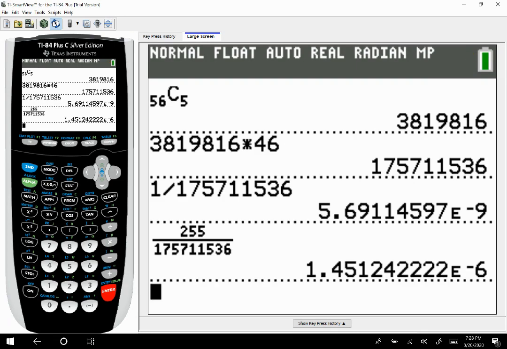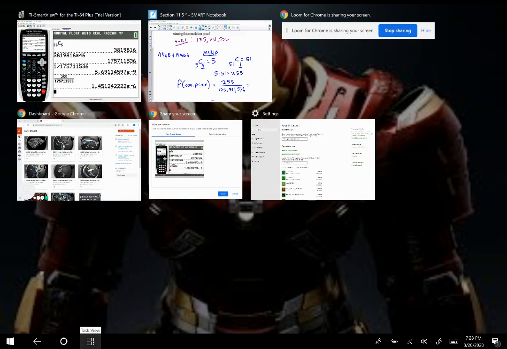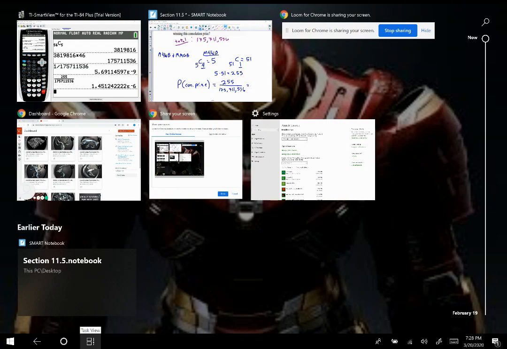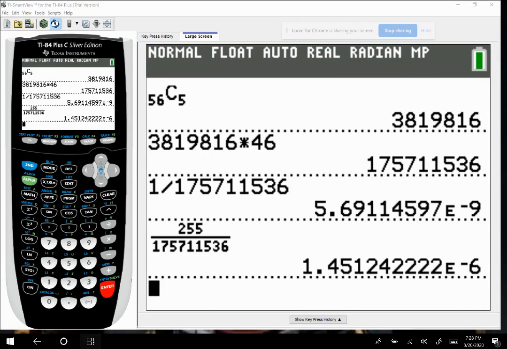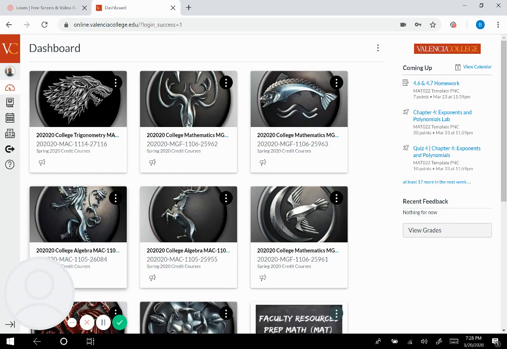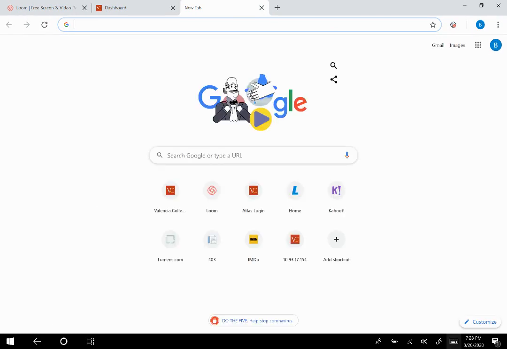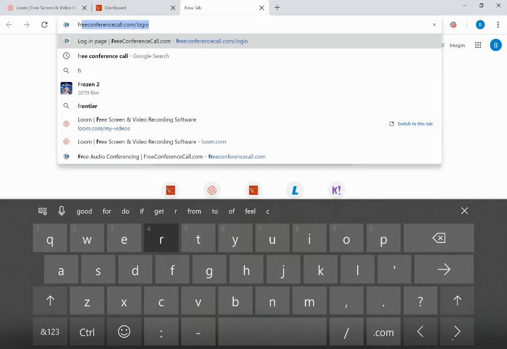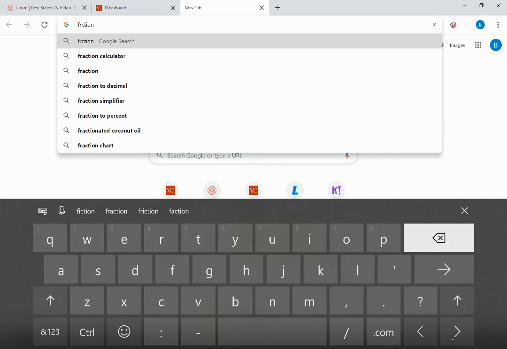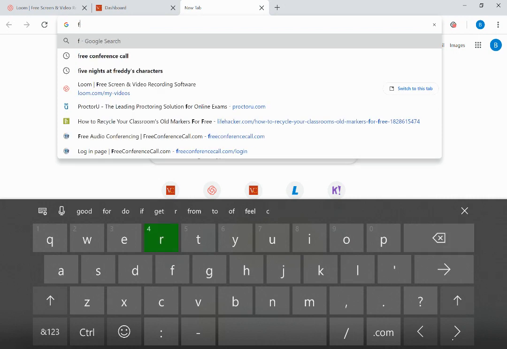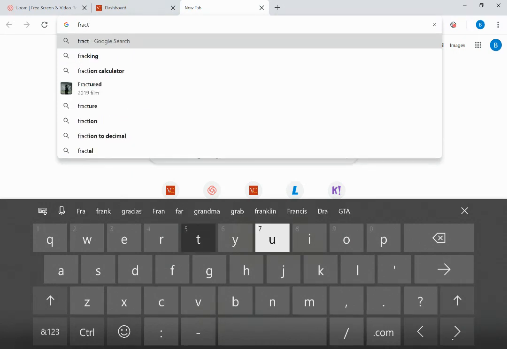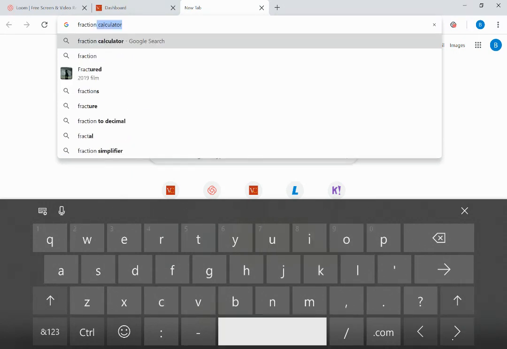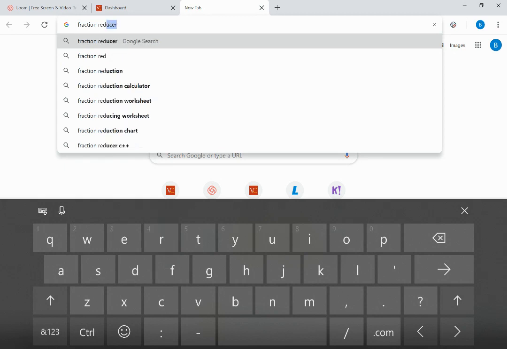So again, this is a very, very small number. So what happens when our calculators can't handle this? Well, this is where we got to go to my best friend, the internet. So we're going to jump out here to the internet, and we are going to come up here and type in what we need, which is a fraction reducer. Oops, not fraction. Reducer. There it goes. Pops up right there.